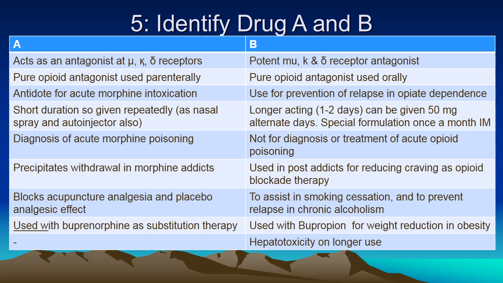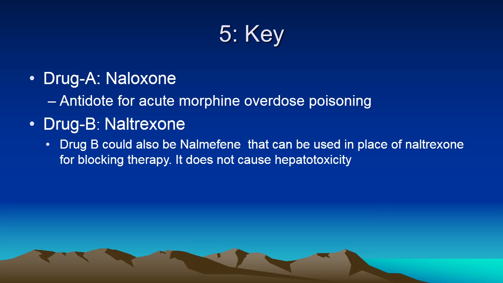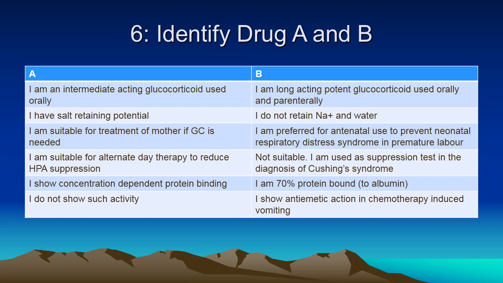Now, it's a very clear picture that both are pure antagonists, but one is given orally, the other parenterally. So, A is naloxone, that is the specific antidote for acute morphine overdose. B is naltrexone, which is used in post-treatment to reduce craving. B could also be nalmefene, but nalmefene is not hepatotoxic. So it is not nalmefene, but it is naltrexone.